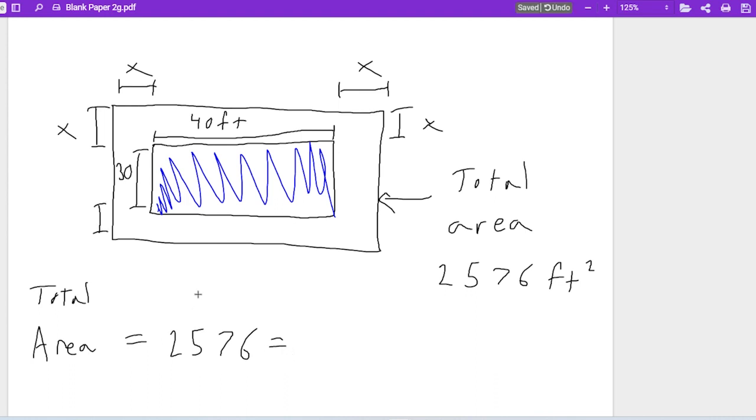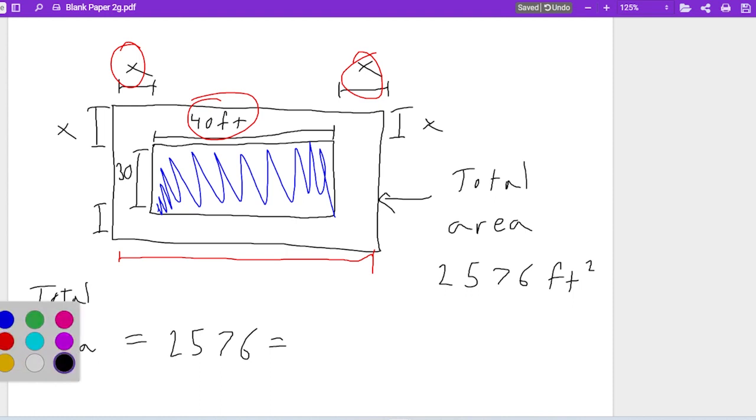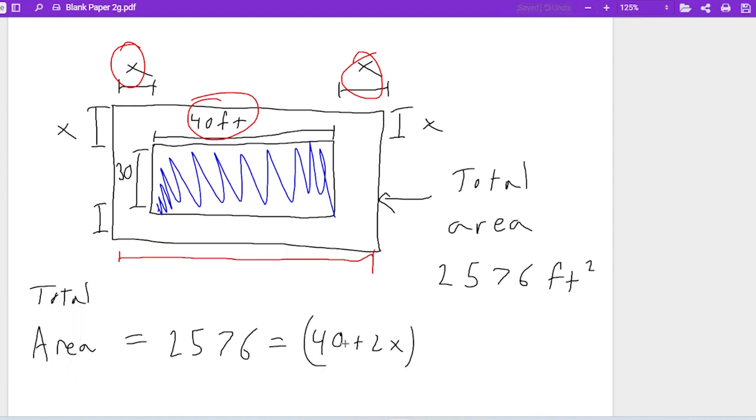So now the total length and width of the pool. The total length is going to be this distance right here, which we know is 40 plus x, because that's going to give you the whole length of the pool. x plus 40 plus x, in other words, 40 plus 2x. And again, that's going to be my length, because at the end of the day, area is going to equal length times width, where this is the length and this is my width right here.